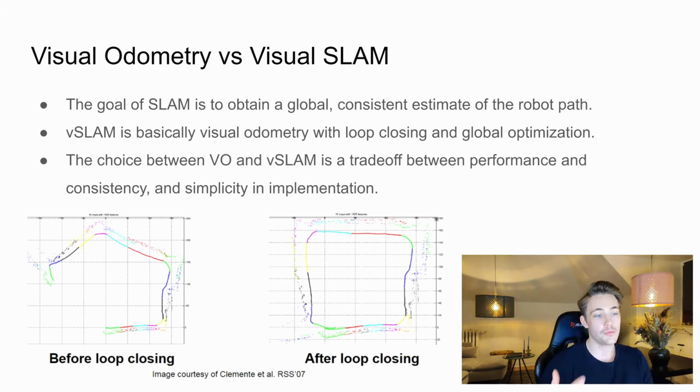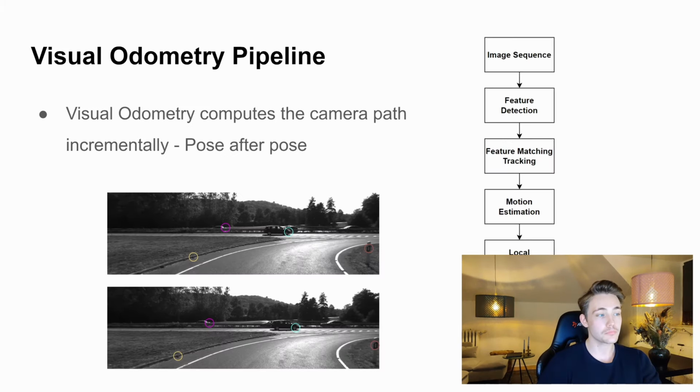But if we want better performance, we want consistency, we want a more accurate view or mapping of our environment, then we need to do visual SLAM, which is basically closing the loop and doing some optimization globally on our map.